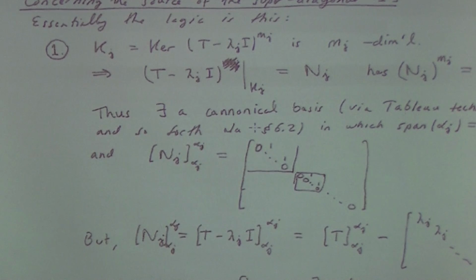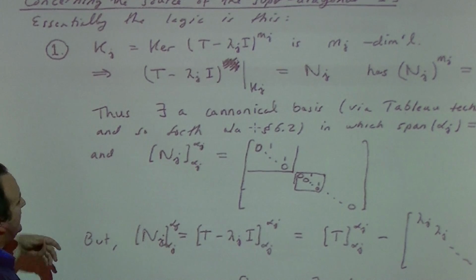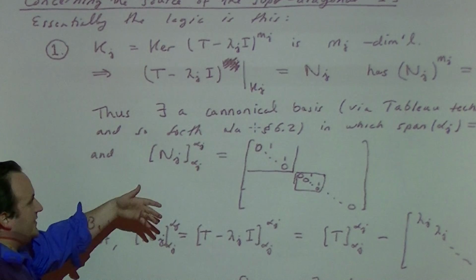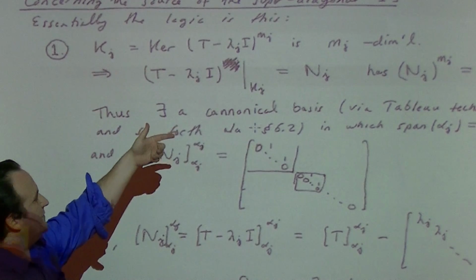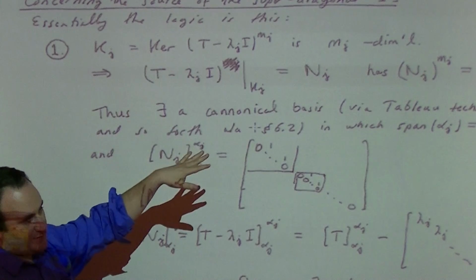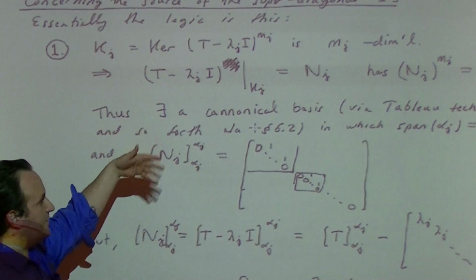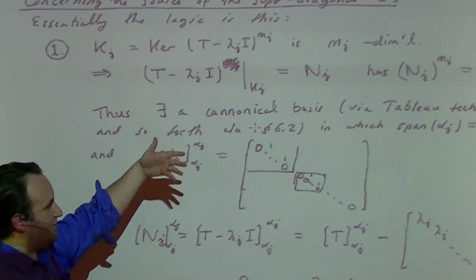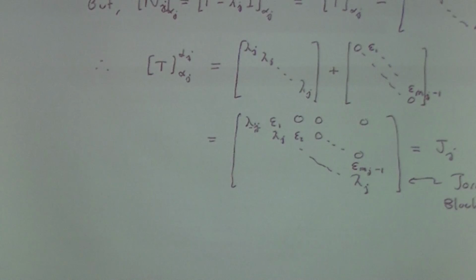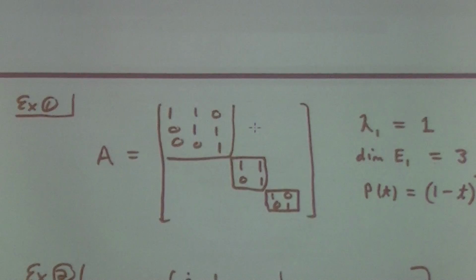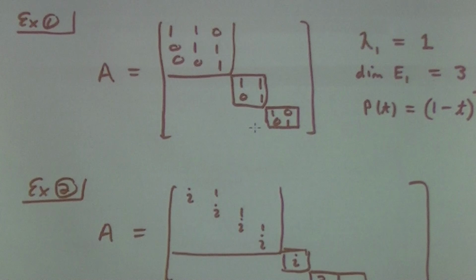Oh, here's an example. Again, I'm just going through the argument again, which was that the kernel is m sub j dimensional. So if I take the restriction to that m sub j dimensional space and raise it to the m sub j power, that has to give me this nilpotent map and so forth. But we just went through this. Let me go on. I want to show you an example or two. Here's an example. This A is in Jordan form.